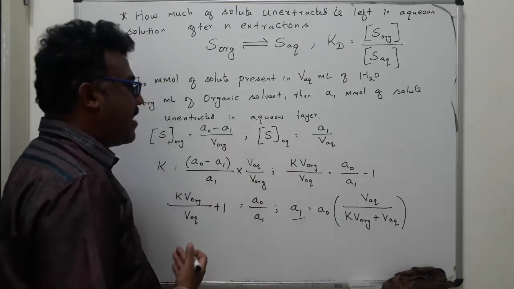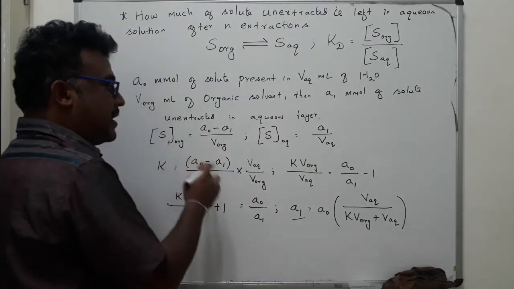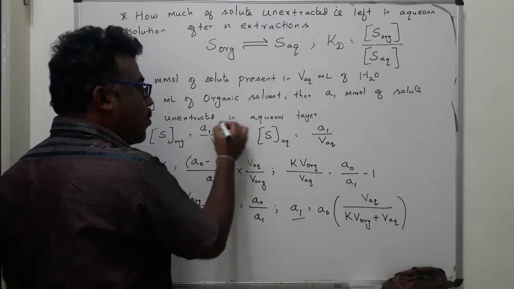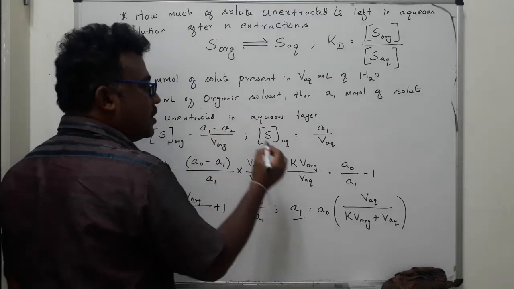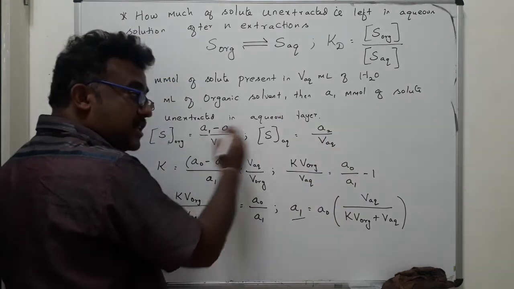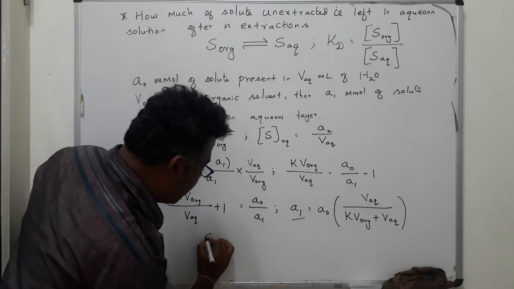Second extraction, what we have to do? We have to change this parameter. How do we change the parameter? Now A0 will be changed to A1 and A1 is changed to A2. Then what happened? Here A2. If you use this equation and substitute this parameter here, you will get the A2 parameter.